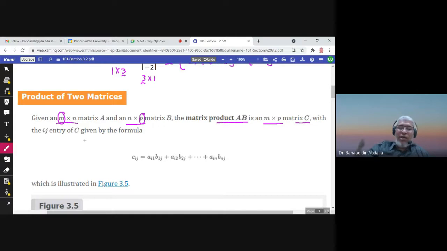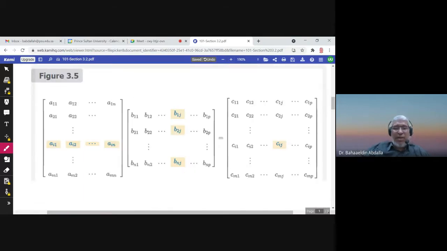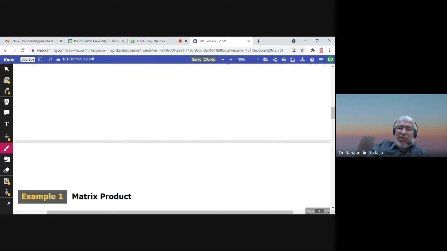And we find the entry Cij by multiplying the elements in row i of A with the elements in column j of B. Okay, row i in A times column j in B will give you the number in position Cij. So for example, to find C11, you multiply the first row of A by the first column of B. So A11 B11 plus A12 B21 plus up to A1n Bn1. This will give you C11, one number. And you continue like this. So this is how we define the product.